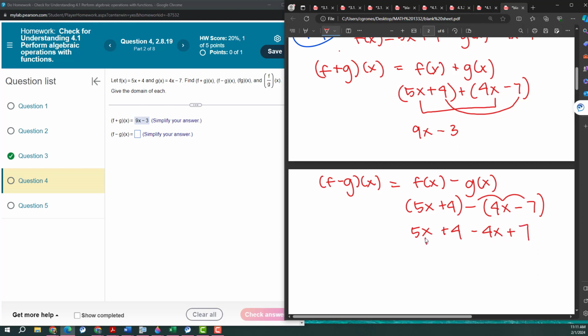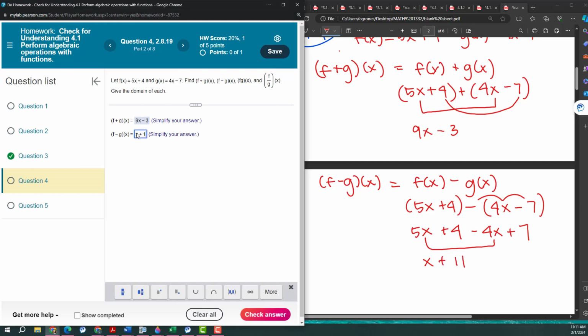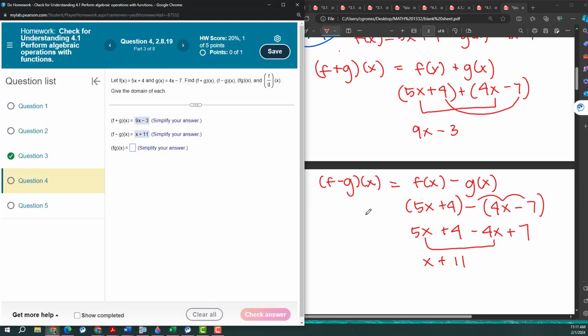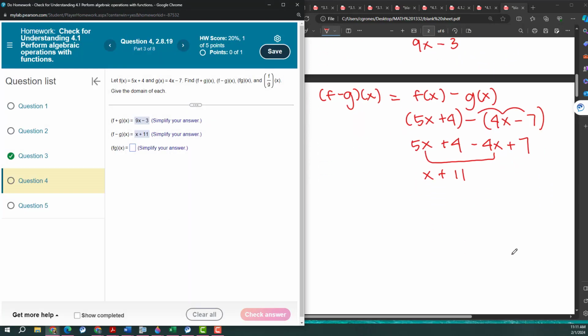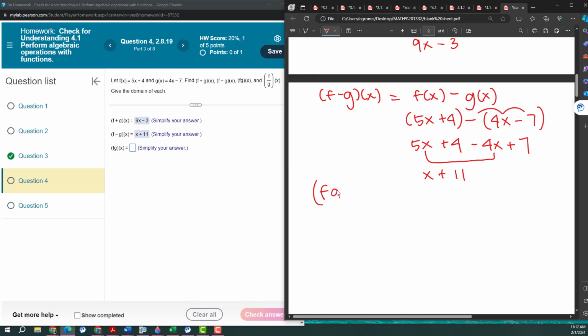So 5x minus 4x gives us 1x. And then we've got 4 and 7 is a positive 11. So I've got x plus 11. All right, the next one we're going to multiply. F times g of x equals f of x times g of x. All right, so we've got 5x plus 4 times 4x minus 7. So we're going to use our FOIL method.